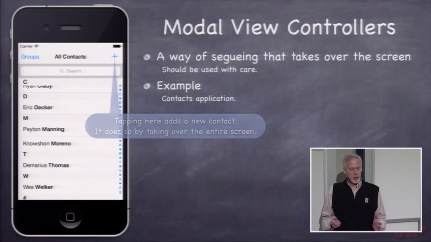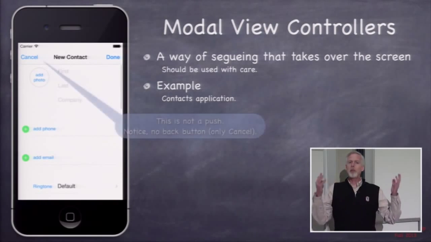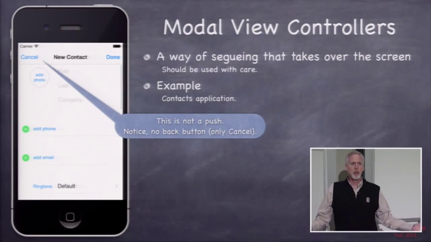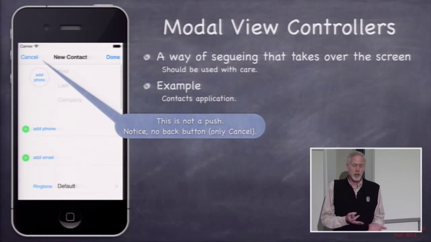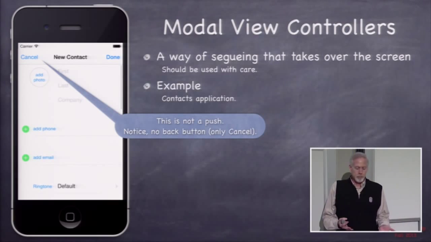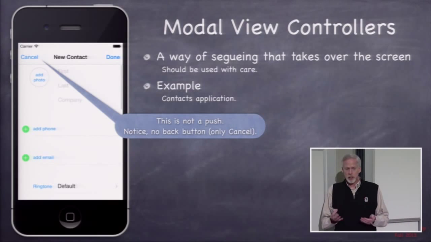So let's watch. I hit plus, and a whole new view controller slides in and completely takes over the screen. Now this was not a push. That cancel button there, that's not a back button, it actually took over the whole screen. Now cancel happens to be in the same place the back would be, which is kind of decent UI consistency there, but it's a totally different modal mechanism.